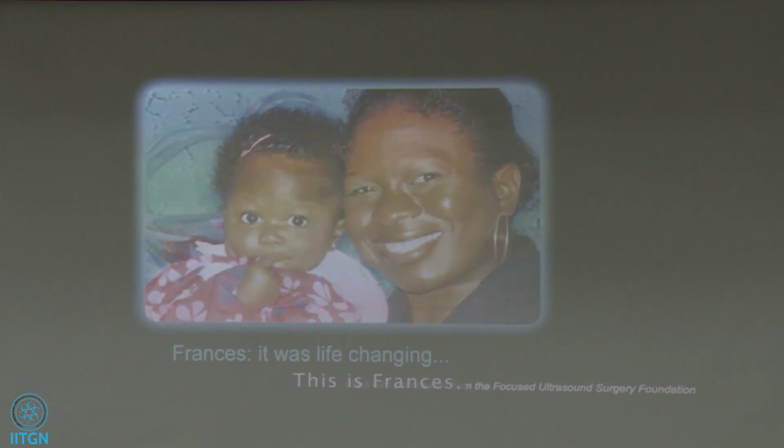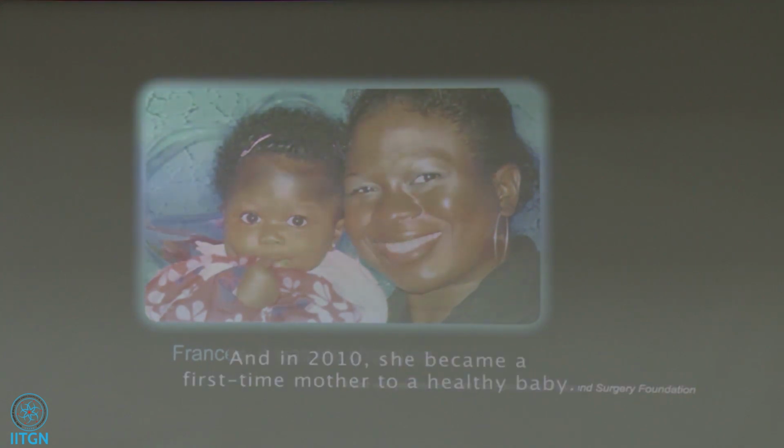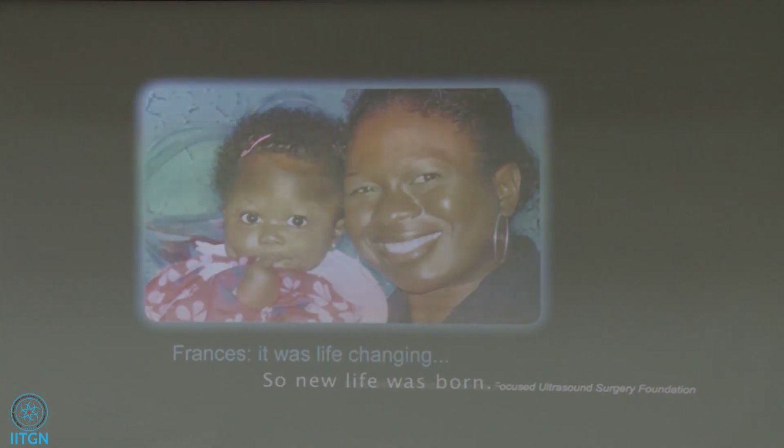This is Francis. She was diagnosed with a grapefruit-sized fibroid. This is a big fibroid. She was offered a hysterectomy. This is an inconceivable proposition for someone who wants to keep her pregnancy option. So she elected to undergo a focused ultrasound procedure in 2008, and in 2010 she became a first-time mother to have the baby. So new life is born.